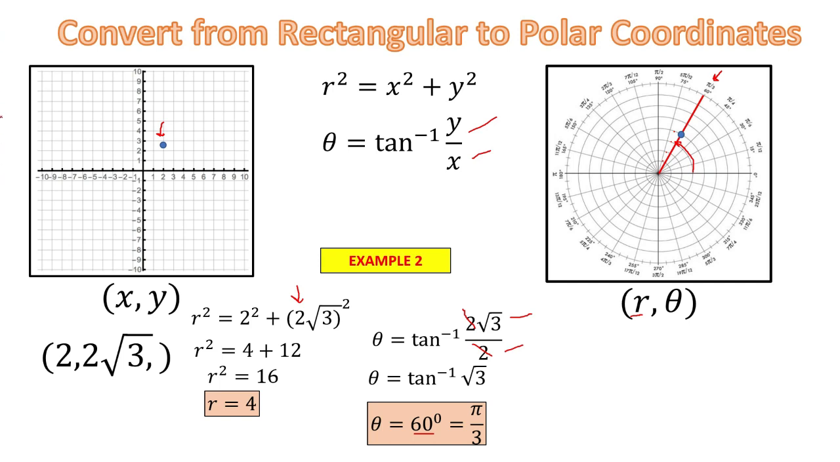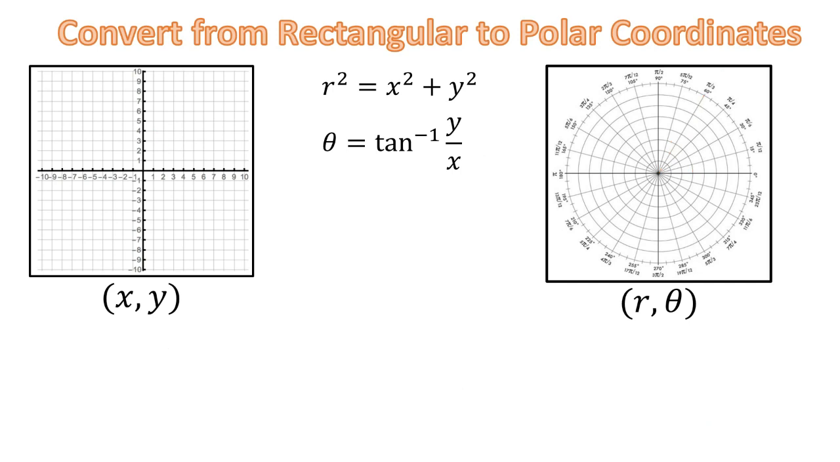And in the rectangular coordinate system it lies in the first quadrant too. Now, finally, this is my answer: 4 and pi over 3. The point 2 square root 3 in the rectangular coordinate system is 4 and pi over 3 in the polar coordinate system. Another example. Example number 3.